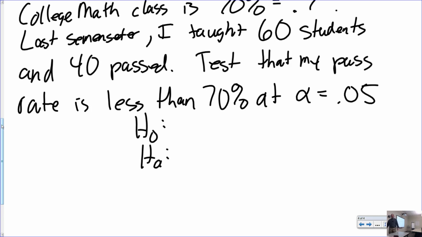But start with, what's my H0 and Ha? The 70% is the H0. What am I trying to test? So your H0 is that p is greater than or equal to 0.7, because in the Ha, what I really want to test is to see if I'm less than that 70%.